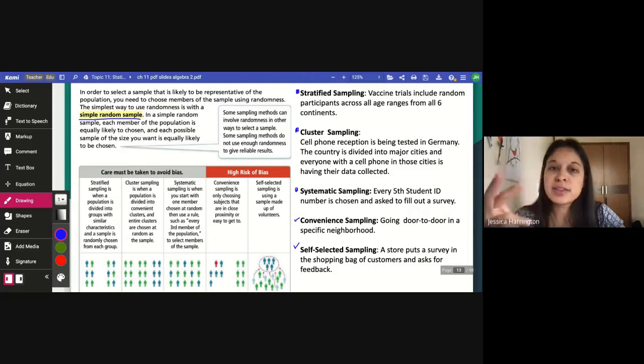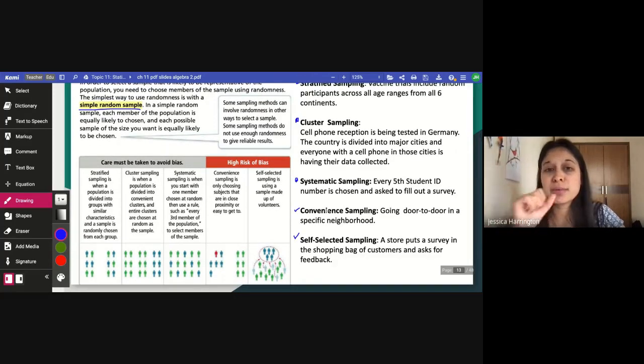Okay, now the last 2 have a high risk of bias, right? Because you're really narrowing your sample to only be represented by a certain number of people. So convenient sampling is when you choose subjects that are in close proximity or easy to get to. So in the States, that would be like going door to door and asking people a question, right? Unless you're sending people to every neighborhood, if you're just going to 1 or 2 neighborhoods and going door to door, you're really limiting your sample because you're only representing certain neighborhoods.